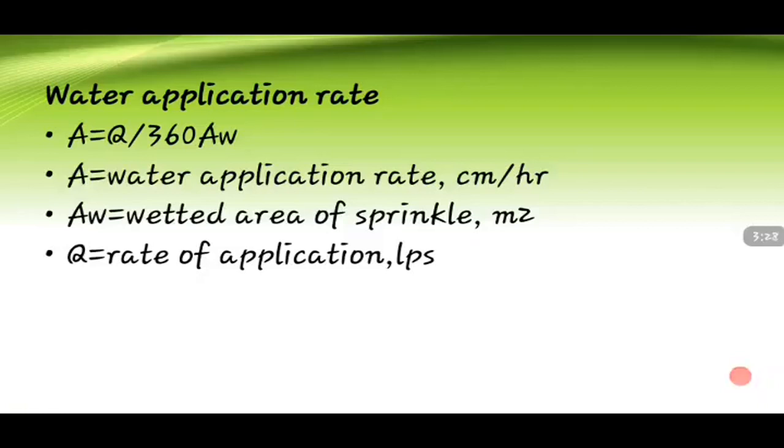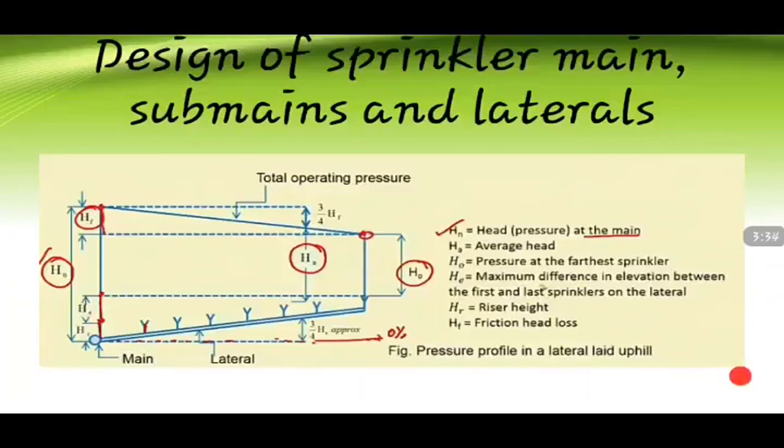Design of a sprinkler main, submains, and lateral. As you can see in the figure, HN, which is on the left side, is the head at the main line. HA is the average head. HO is the pressure at the farthest sprinkler.